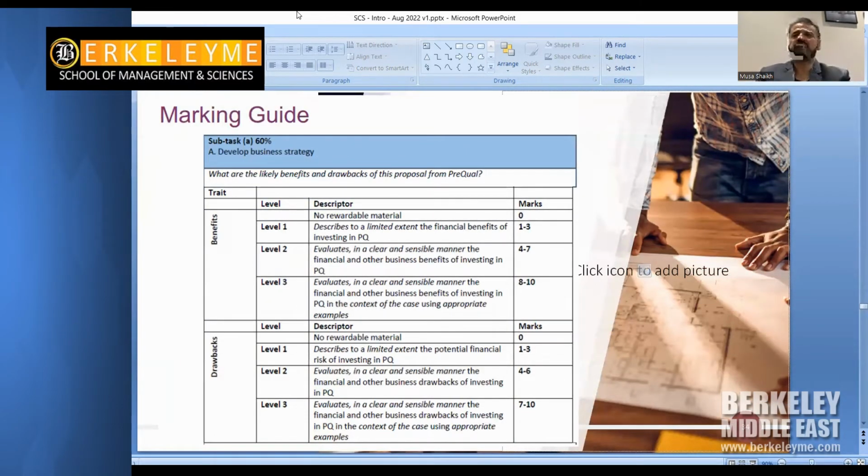If you do a very bad paper, you will be level 1. Your marks will be 1 to 3. If you do a good, clear, sensible discussion, you will get 4 to 7. And level 3 is for our students. The way we prepare them, they fall between 8 to 10, meaning they are very sensible.